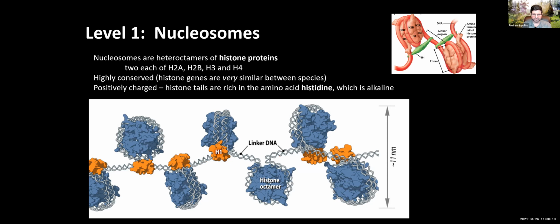Now, you see right here and here and here, do you see these little things sticking out? Those are called histone tails. Those are important here, and I want you to keep this in mind as we do gene regulation later. These are positively charged. This is what allows the DNA to stick to it, because the DNA is negatively charged.